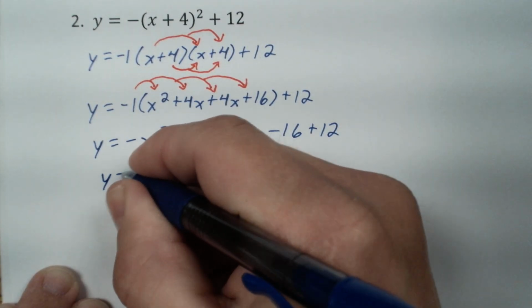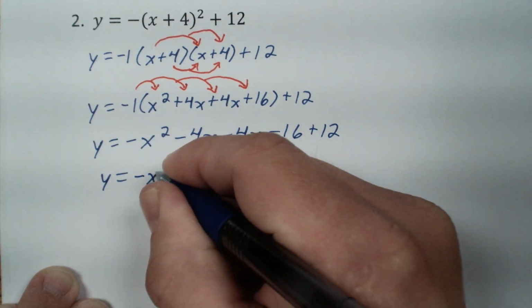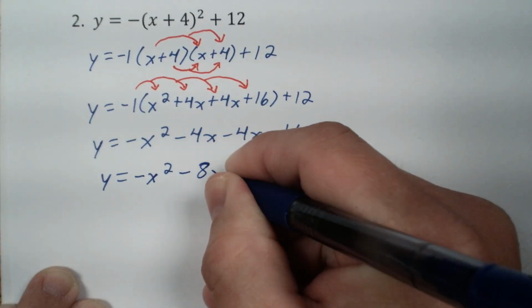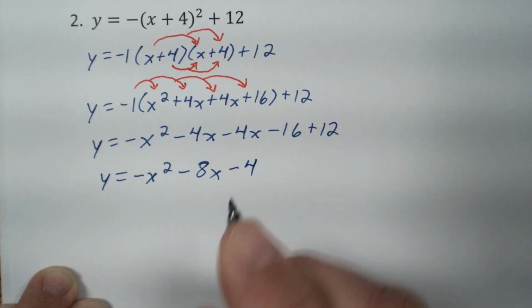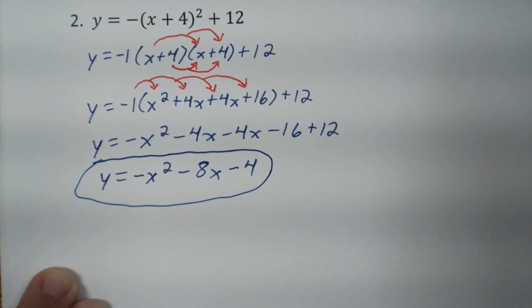Finally, I'm going to go ahead and combine my like terms. Negative x squared has no like terms to combine with. Minus 4x will make minus 8x. And negative 16 plus 12 is negative 4. All right, and this is how it's done.